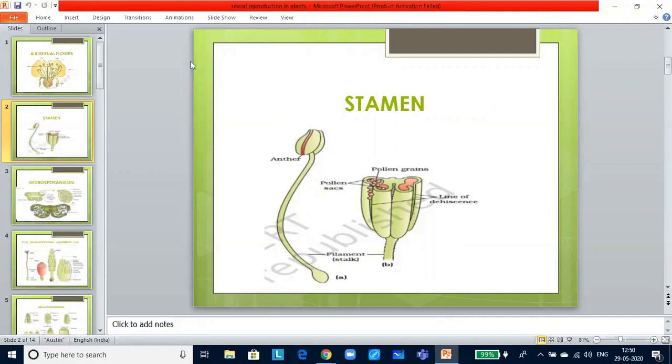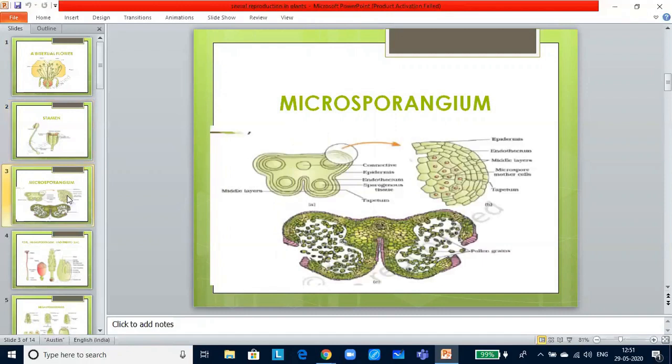Now let us look into pre-fertilization events and what are the structures and the events that happen during pre-fertilization. So let us look at the microsporangium and all those structures.